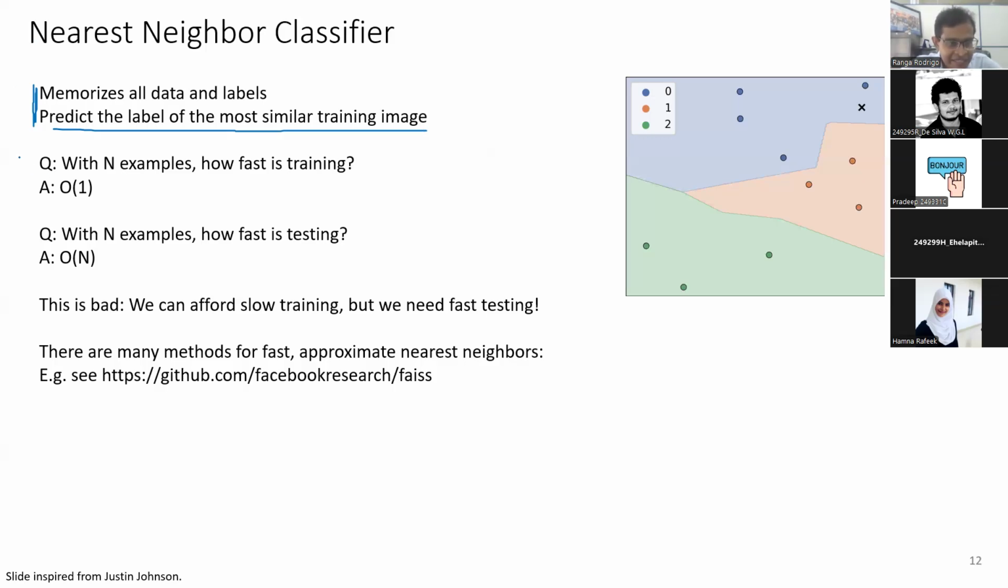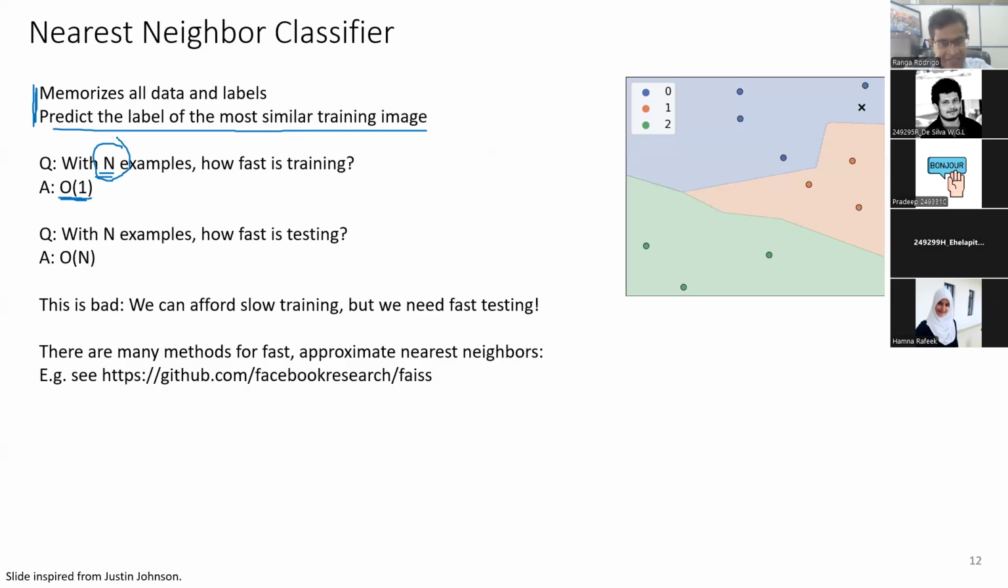Okay, some questions. These are important questions. They are in the quiz also. With n examples, how fast is training? There's no time required for training. It's constant time. We call it O(1), constant time. It does not depend on n.